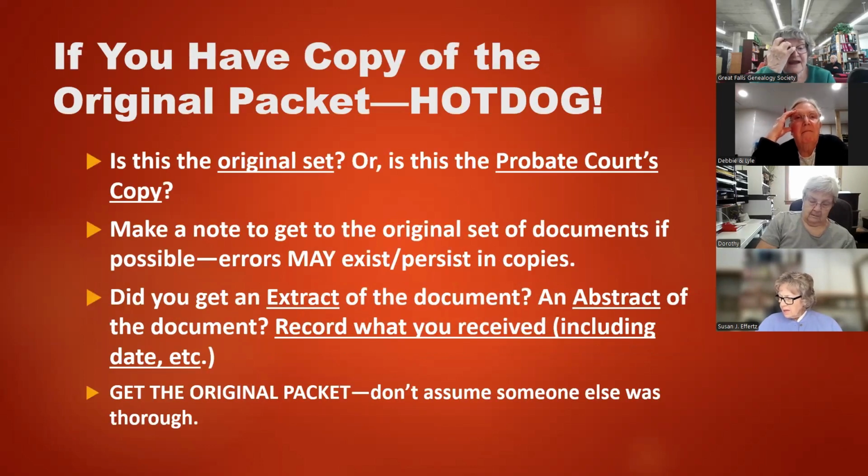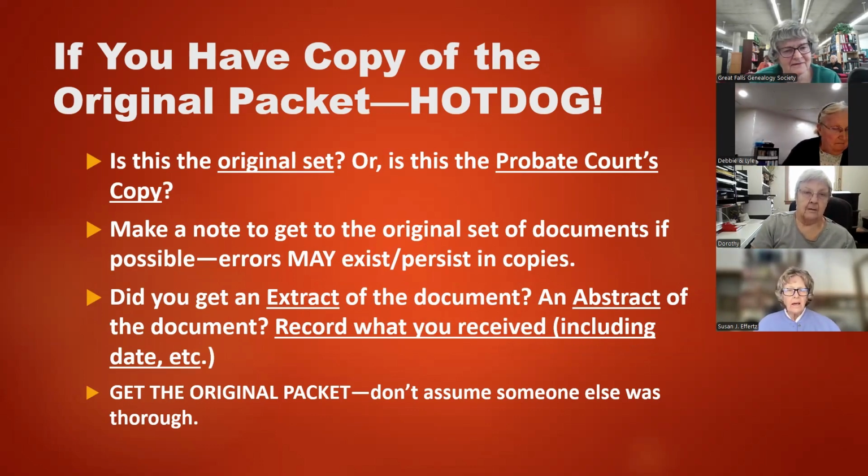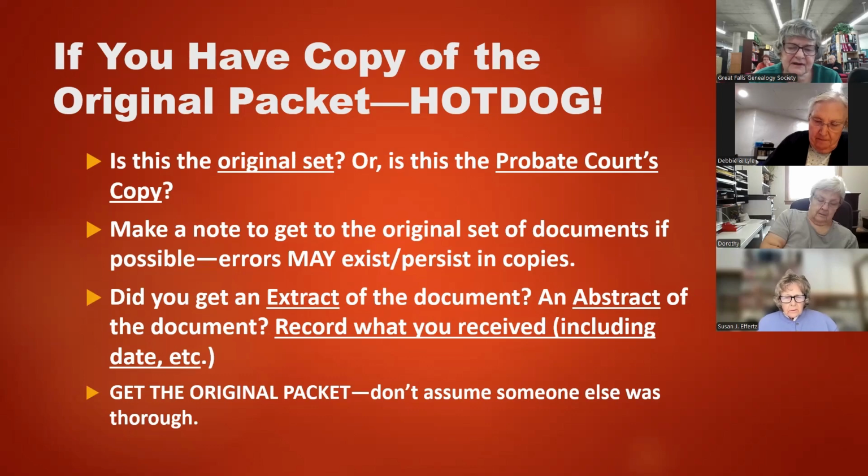In having that copy of the original packet, that's a hot dog argument on your side. I just want you to realize you need to be very careful. Is it an original set? Remember, a packet contains a set of documents or a process, and it may even occasionally tell you what the process is. Or is this the probate court's copy that they're handing you? Always be aware that you may need to go seek other documents once you get that probate packet. There are errors that can exist or may persist in copies.